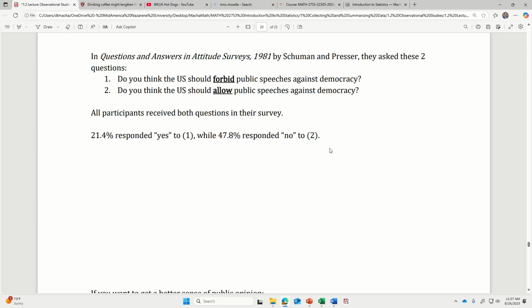But if you think hard about this, responding yes to the first question means the same thing as responding no to the second question. And these are the same people. So the point is, how you choose to word the questions in your survey will have an effect on how people respond to that survey.